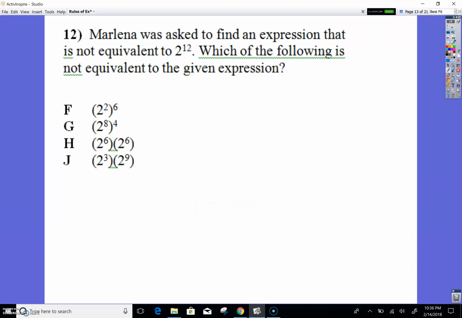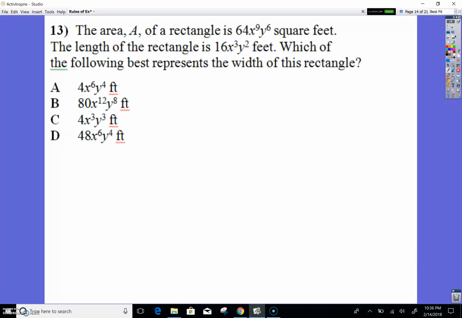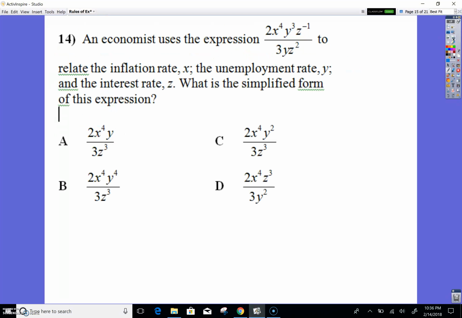Okay, this is a little tricky one, but I want you to try it on your own. See if you can figure out what the answer is. Remember, which one is not equivalent, okay? Okay, try this on your own. Okay, again, this one, go ahead and do it.